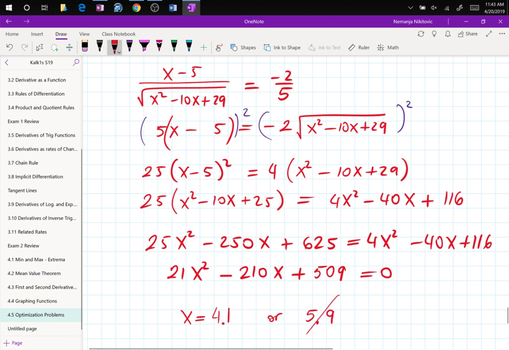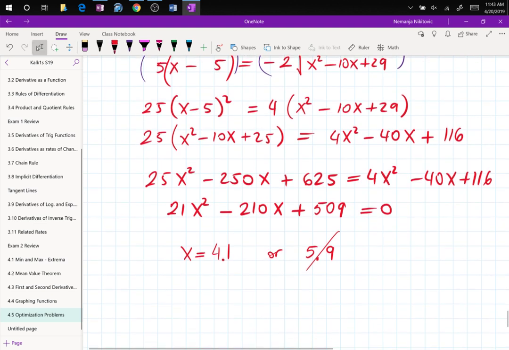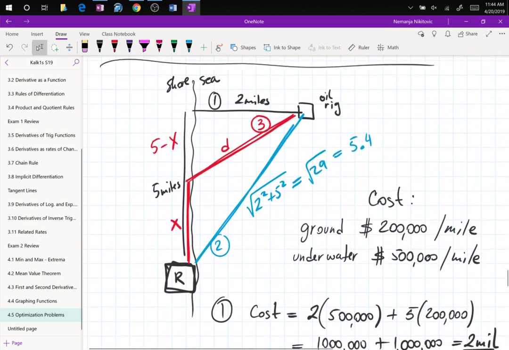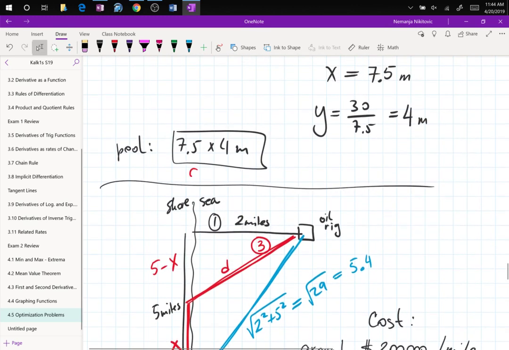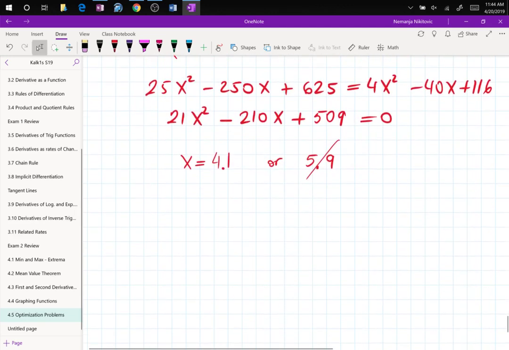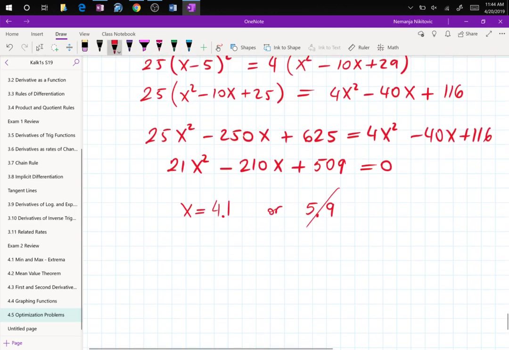Now, clearly, this is a bad number because x cannot be 5.9 if you have 5 miles, right? 5.9 is out here. That makes sense? So we have to throw that solution away. And we just found that x is 4.1 miles.